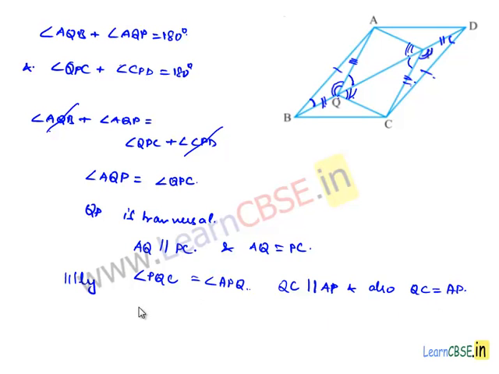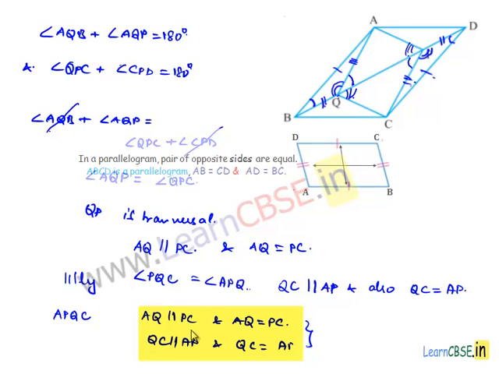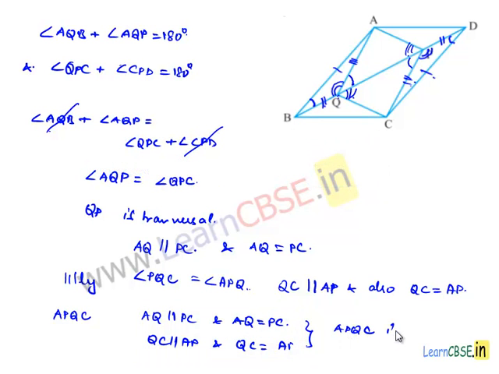So here if we consider in the figure APQC, AQ is parallel to PC and AQ is equal to PC, and also QC is parallel to AP and QC is equal to AP. Here in this figure, the opposite sides are parallel and equal. So we can say APQC is a parallelogram. This is what our fifth proof required.